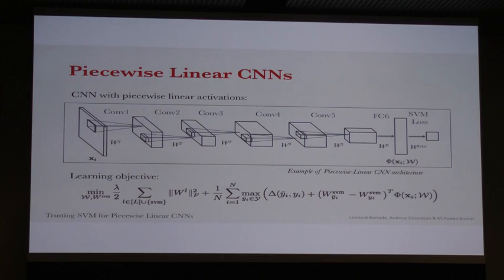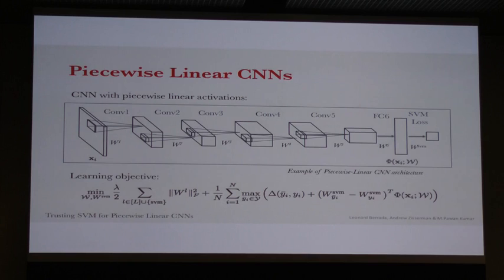It's worthwhile at this point to note that piecewise linear activations include a large class of activations including ReLUs, maxout, max pooling, and a lot of their variants. On this slide you can see an example of a PL-CNN architecture. We have a series of convolutional layers followed by a fully connected layer and SVM loss. And let's say that we have ReLU activations with maybe a few max pooling activations in these.